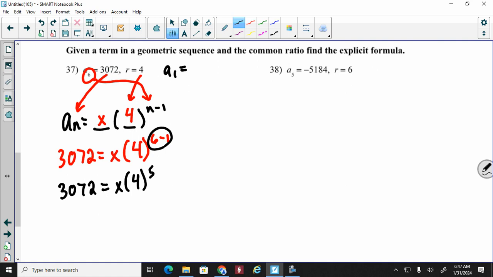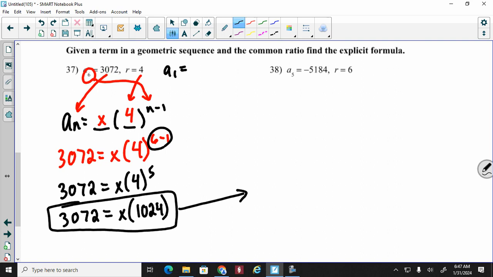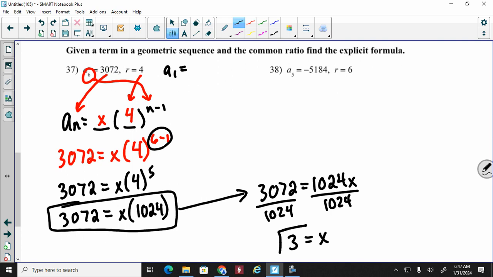Do not take 4 to the 6 minus 1 power all at once. You're probably going to mess up, put it in the calculator. So 3072 is equal to x times, when I take 4 to the 5th power, it is 1024. Now, some people screw up with the way that this is written. This is written the same way as 1024x. It's the same thing. Divide by 1024, divide by 1024, and my first term ends up being 3. So here's my first term. Very simple.